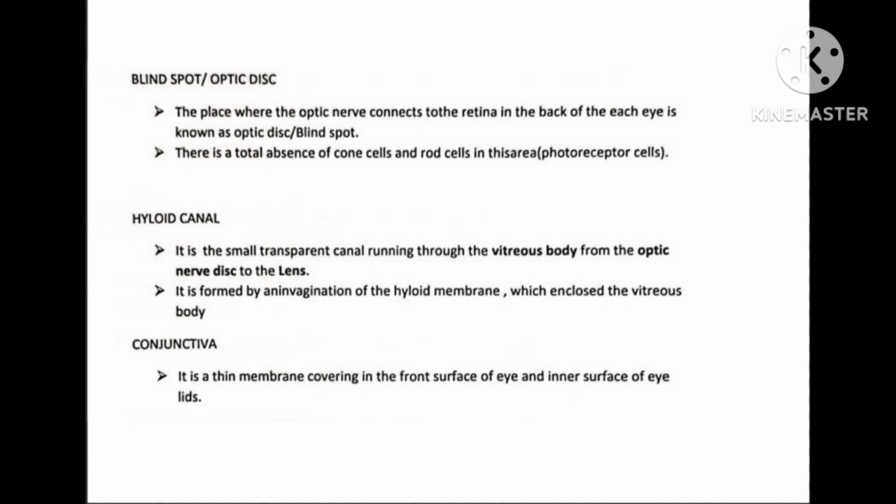Hyaloid canal. It is a small transparent canal running through the vitreous body from the optic nerve disc to the lens. It is formed by invagination of the hyaloid membrane which encloses the vitreous body. Conjunctiva. It is a thin membrane covering the front surface of the eye and the inner surface of the eyelid.